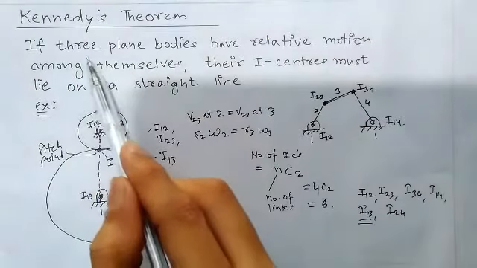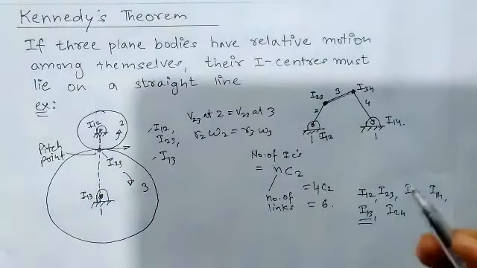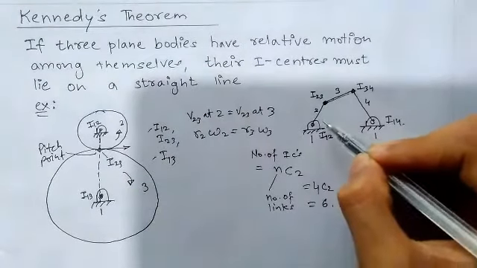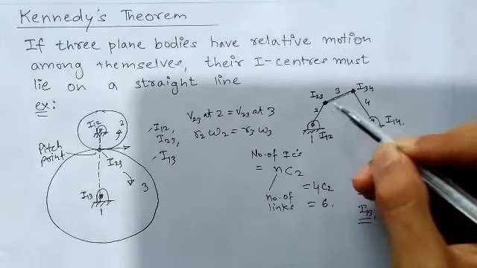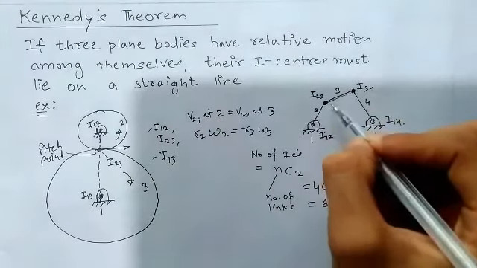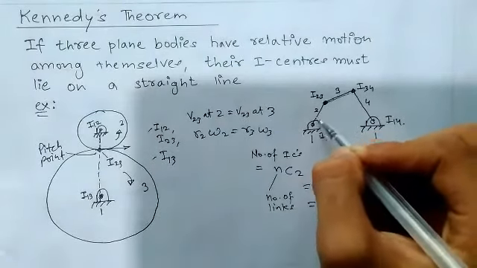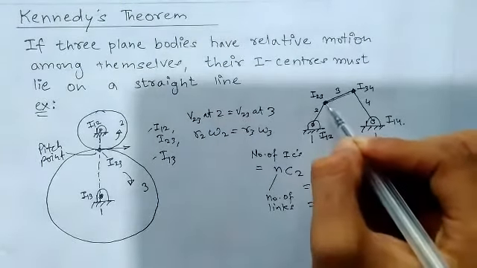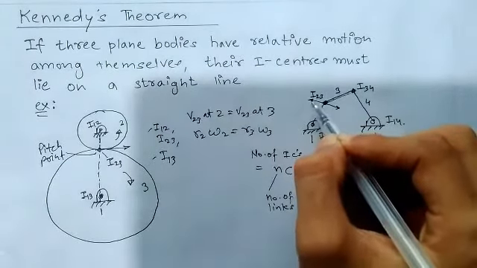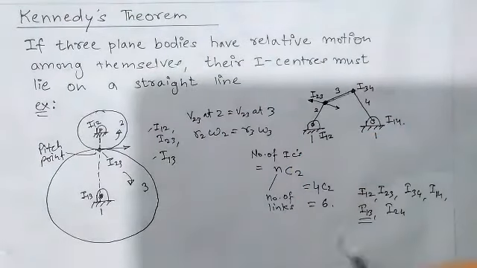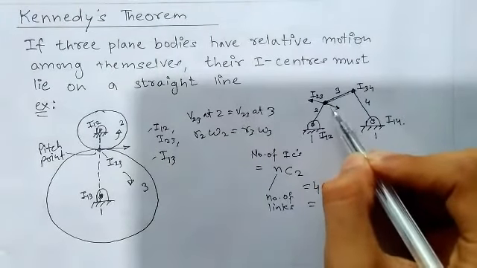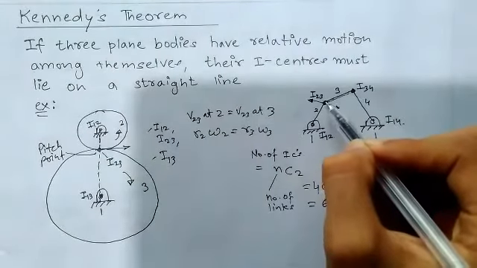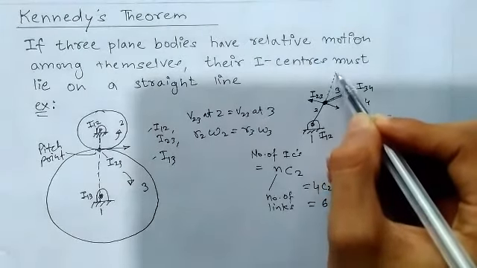As the theorem says, if 3 bodies have relative motion, we first consider relative motion between link 1, link 2 and link 3, only these three bodies. We know that link 2 is in pure rotation about this point. So the velocity would be in this direction or in this direction, perpendicular to link 2. For body 3 also the direction would be the same. So we draw a perpendicular to the velocity vector at this point.